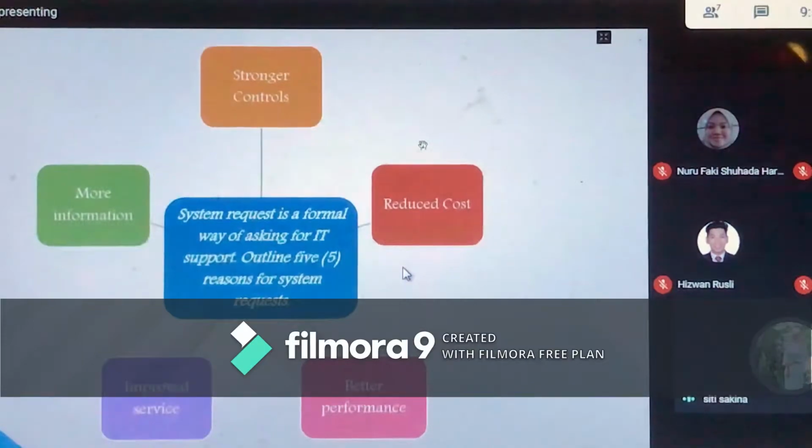Lestari Sdn Berhad also requests about the system request. System request is a formal way of asking for IT support. There are 5 reasons for the system request. First is stronger control, reduced cost, better performance, improved service, and more information.